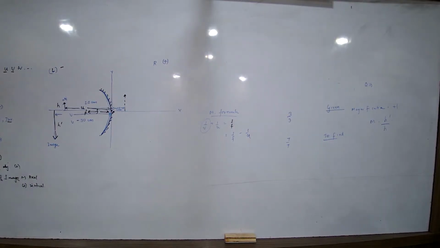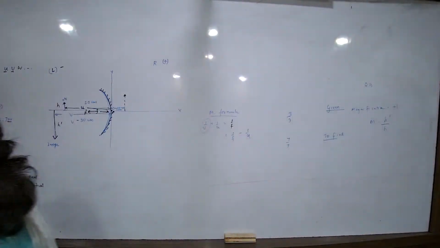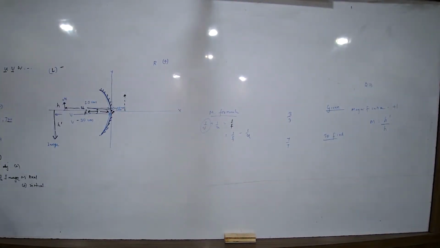You have homework. Have you taken it down? How will you answer this? Take it down quickly. If magnification is plus 1, it indicates that it is a virtual image.